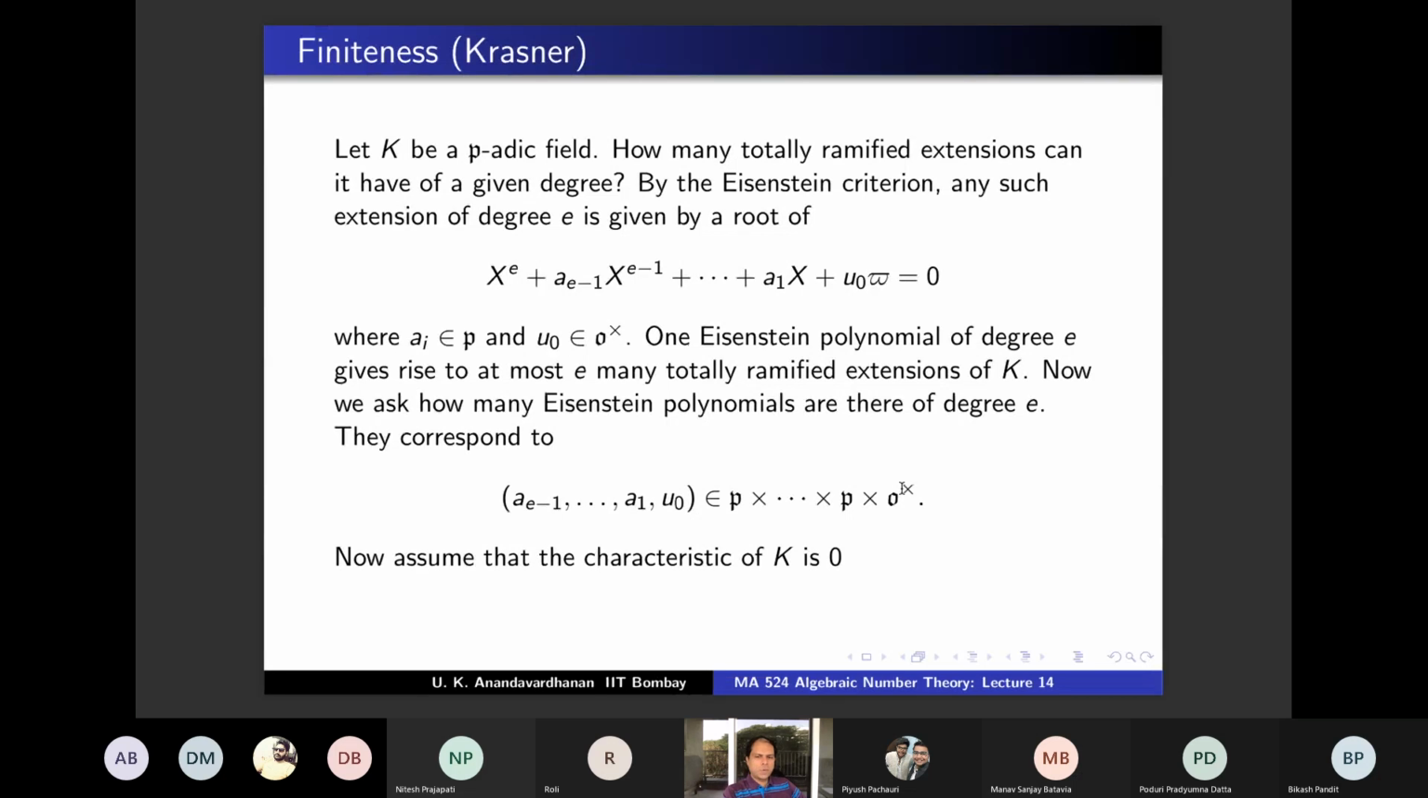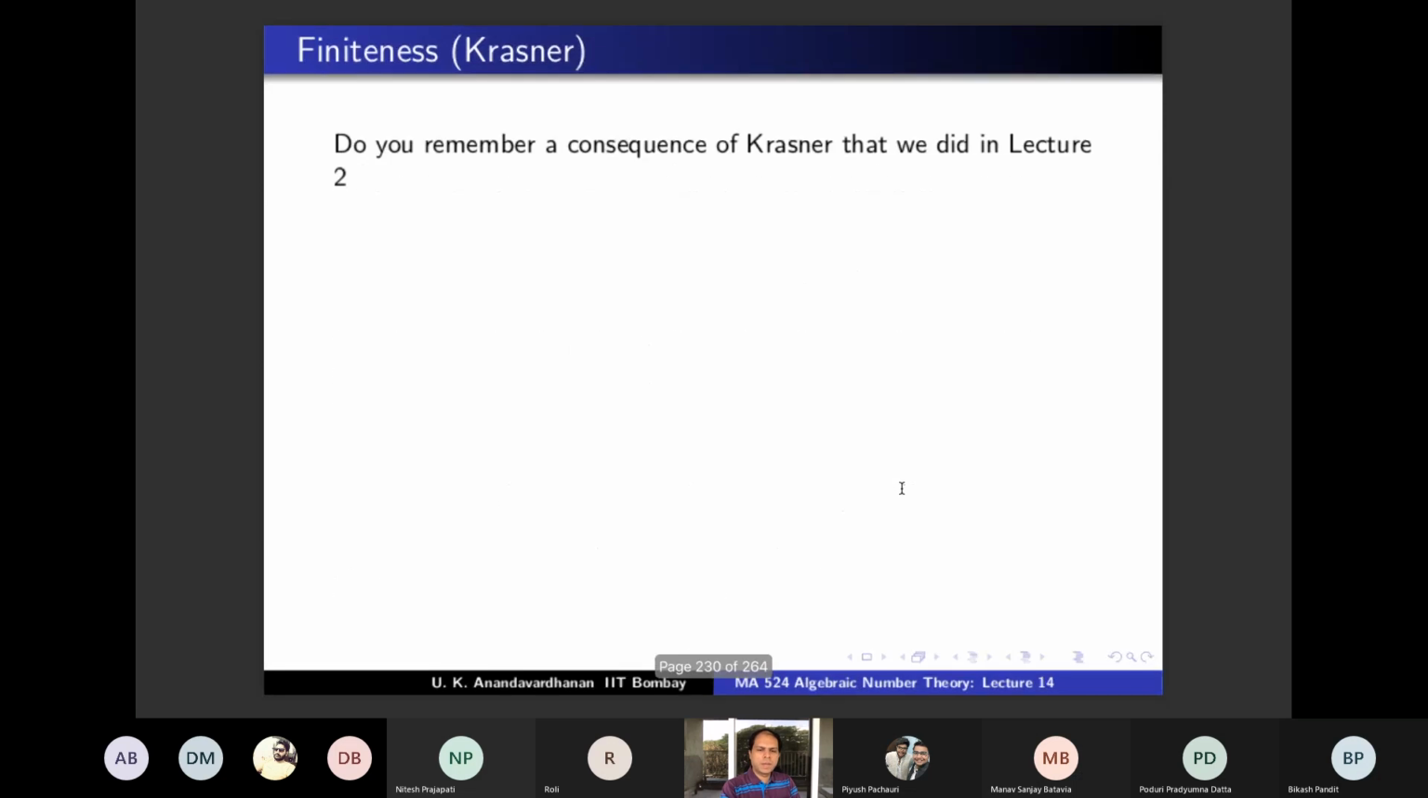Characteristic of your field is 0, so what can you say about an irreducible polynomial in characteristic 0? There's one important property of an irreducible polynomial. What can you say about its roots? They are not repeated. In other words, the polynomial is separable. So any irreducible polynomial is separable.